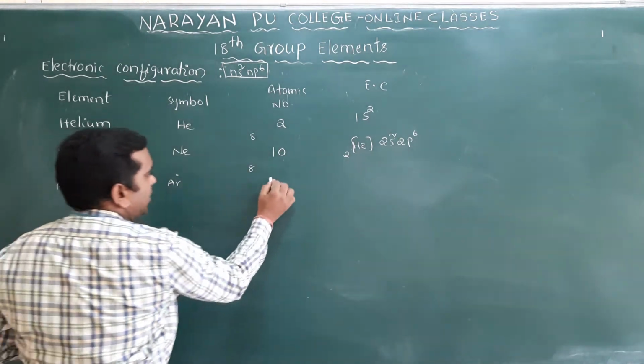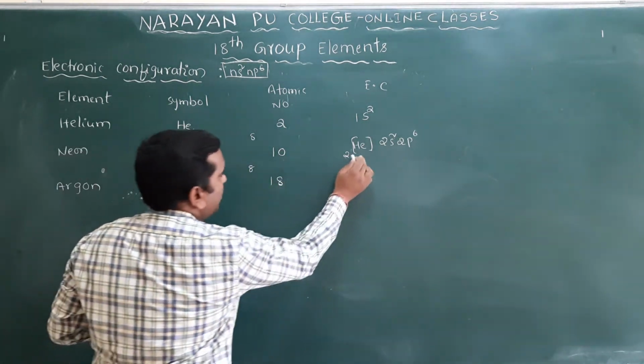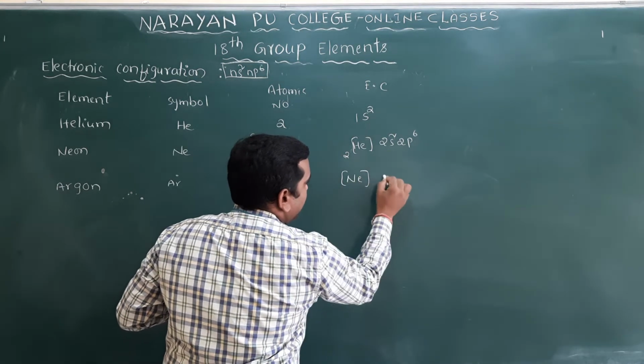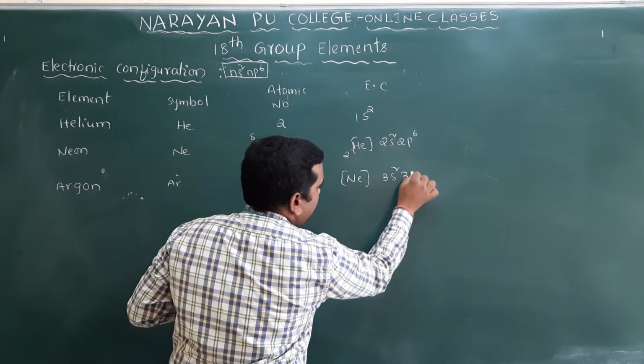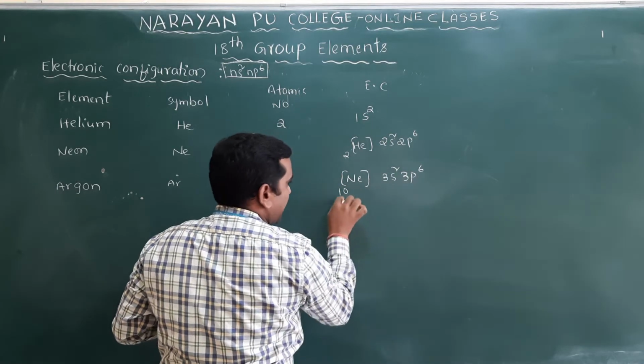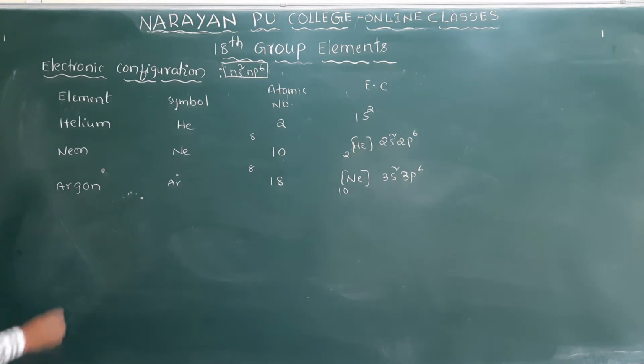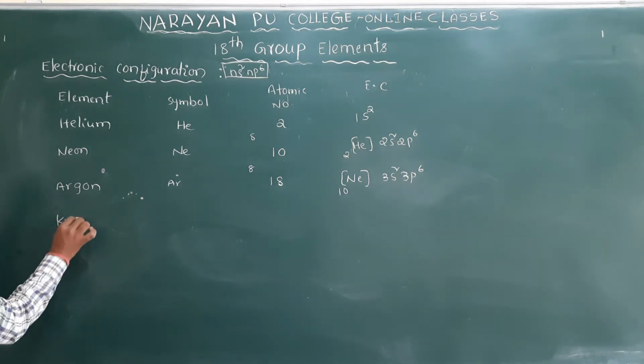Meaning 10 plus 8. What do we get from here? 18. So 18 means what we can write electronic configuration? Neon, and 3s2, 3p6. Neon how much? 10. 10 plus 2, 12. 12 plus 6, 18. Clear? Helium, neon, argon.